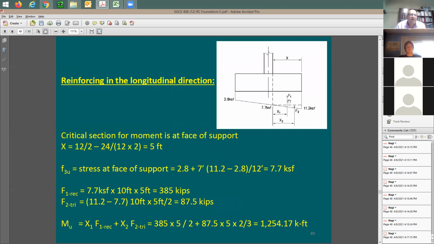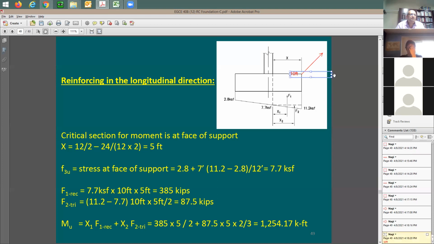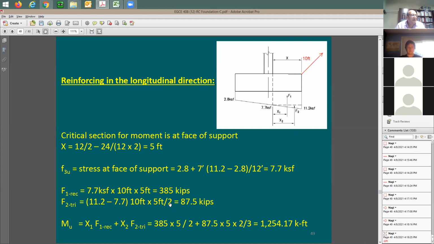All right. So here is the stress distribution. Here's my critical section, which is this dashed line. And here's the way to find out the stress at face of support, 7.7 by interpolation. And then you find out here two forces, F1 and F2. F1 is going to be equal to X, which is 5 feet. The width of the footing is going to be 10 feet. What do you mean by width? Means dimension in this direction is going to be equal to 10 feet. And with that, I have a total force of 385 for just this rectangular distribution of the stress.